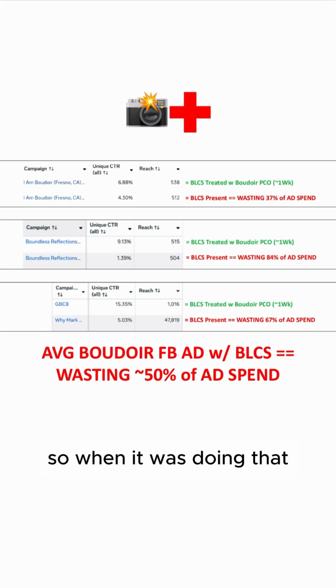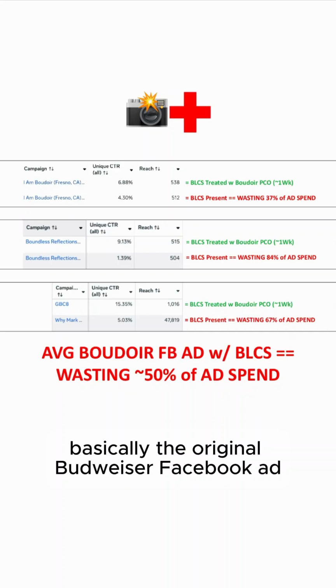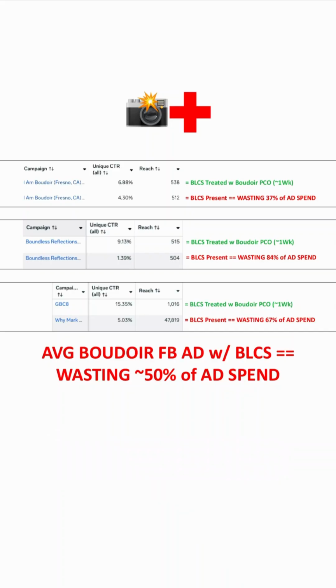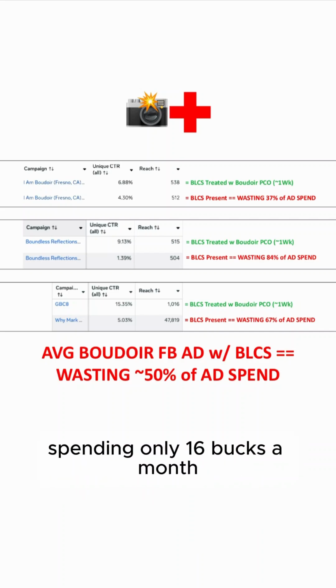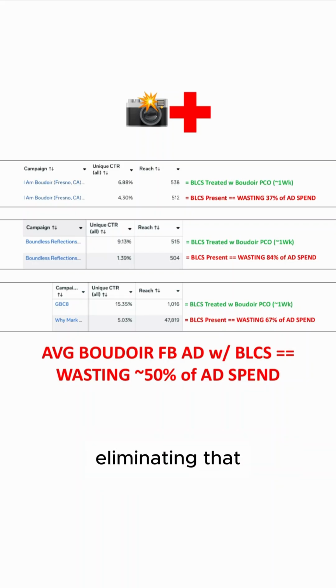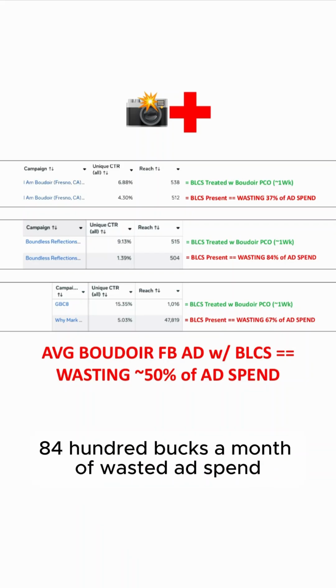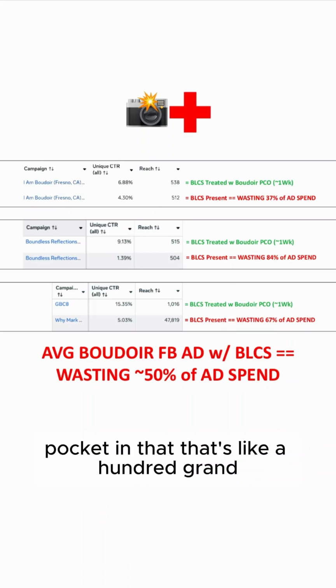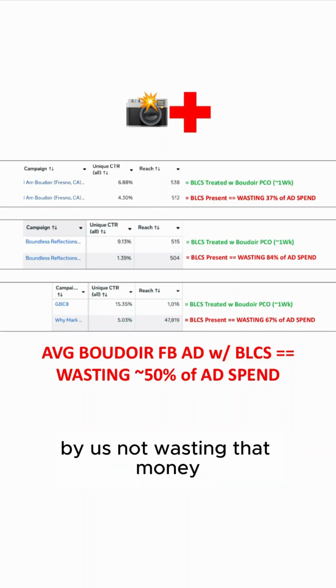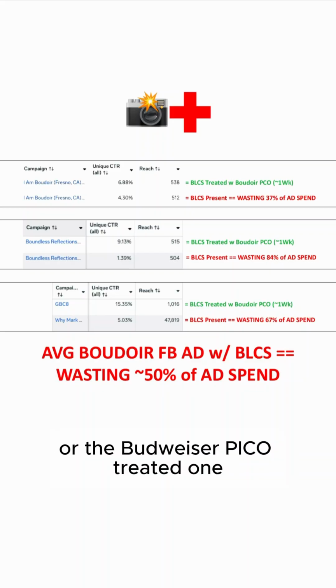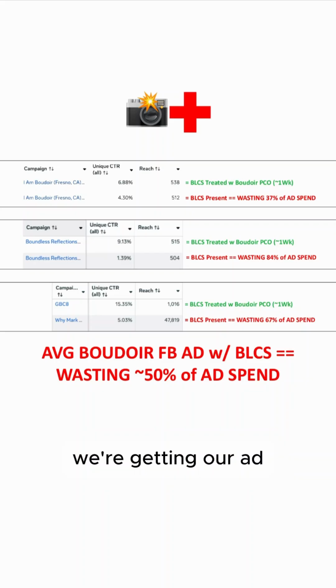So when it was doing that, basically the original Boudoir Facebook ad spent 10 grand a month. Instead of doing that, we can actually do the Boudoir Pico treated ad spending only 1,600 bucks a month. So what are we doing here? Eliminating that 8,400 bucks a month of wasted ad spend, pocketing that. That's like a 100K bonus that we found by not wasting that money and spending 1,600 bucks a month with the new Boudoir Pico treated ad. We're getting our ad into the same number of women's brains as the original Boudoir Facebook ad spending 10 grand a month.